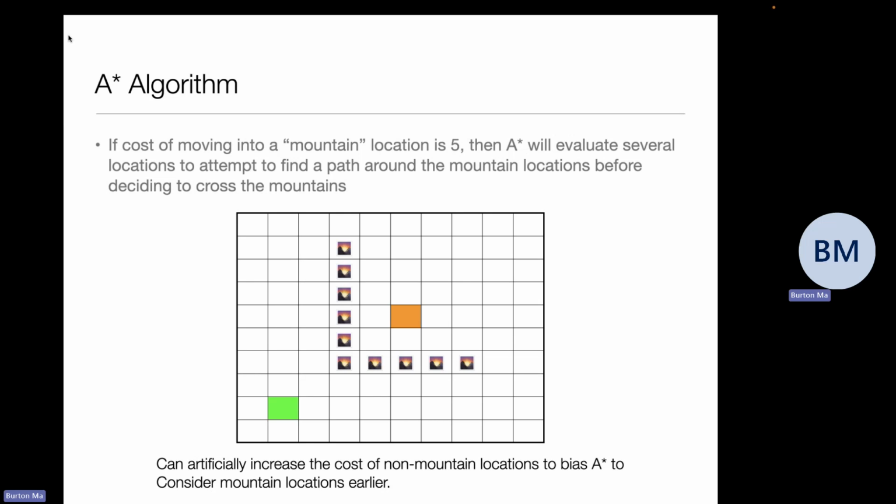In other words, this thing is going to explore the path out this way before realizing, oh, I could have gone across here to get to the goal. And so the trick here is you widen A star. You can artificially increase the cost of moving in the white area in order to bias A star to consider the mountain locations earlier. So rather than telling A star the cost to move from here to here is 1, you can say it's 1.5. That way, when it reaches here, it's going to search a shorter distance this way before it realizes it can step into the mountain, pay the cost of 5, and then cross the mountain and realize crossing the mountain is better than walking all the way around. So you can lie to A star. You just have to manipulate g of n and h of n, and you can change the way it behaves.